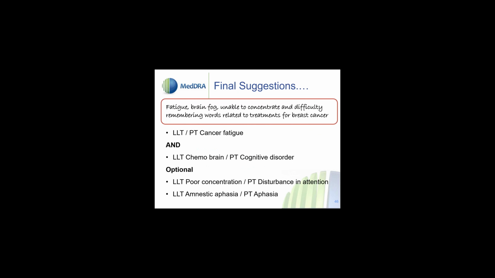We're getting a lot of questions on this from Caroline. We haven't captured the poor concentration. Did you think that the foggy feeling in head covered the poor concentration, or should we have also captured the unable to concentrate separately? I think we thought that would be wrapped up with the chemo brain. But if you're not happy with the chemo brain, then you would be capturing the unable to concentrate as well, wouldn't you, with a separate LLT?